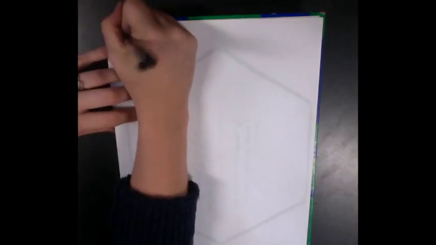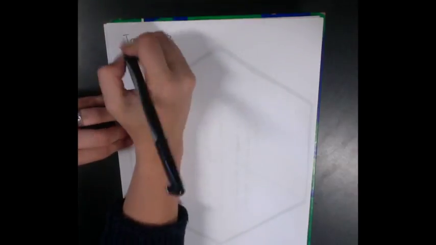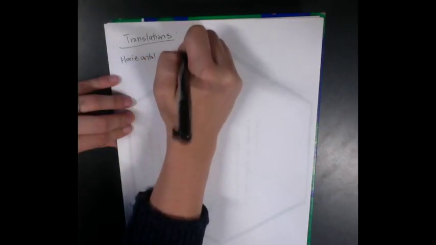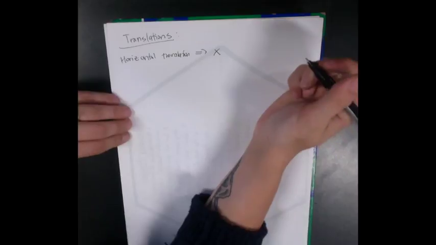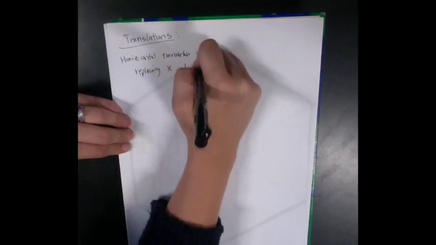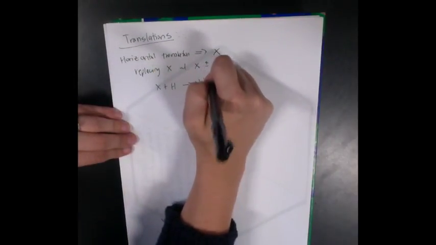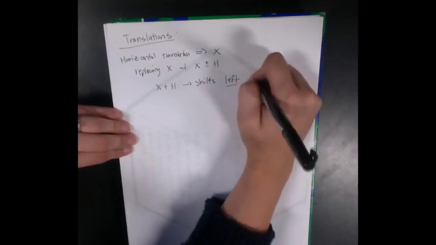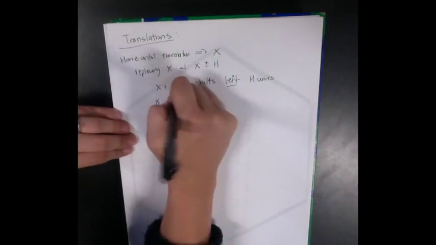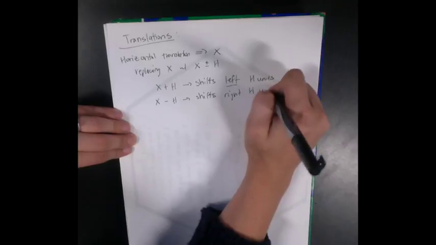Let's talk about translations now. Okay, a horizontal translation is the x term, right? So we are replacing x with x plus or minus some h. If we have x plus h, this shifts us to the left h units. And if we have x minus h, this shifts us to the right h units.